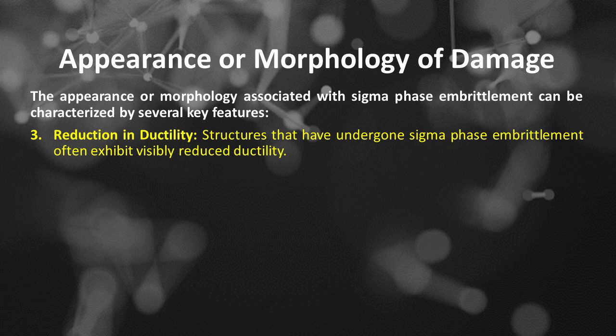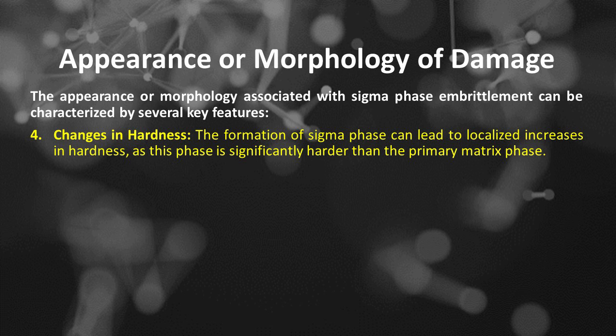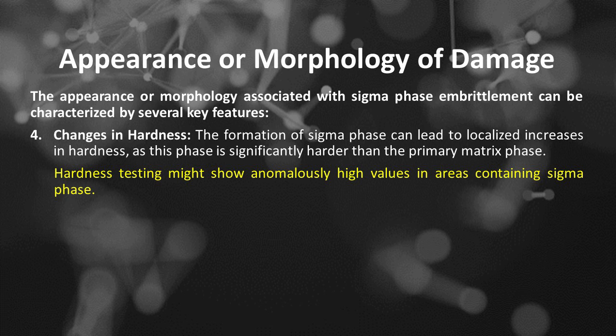Structures that have undergone sigma phase embrittlement often exhibit visibly reduced ductility. This can manifest as cracking or failure with little to no deformation beforehand. Number 4 is changes in hardness. The formation of sigma phase can lead to localized increases in hardness, as this phase is significantly harder than the primary matrix phase. Hardness testing might show anomalously high values in areas containing sigma phase.